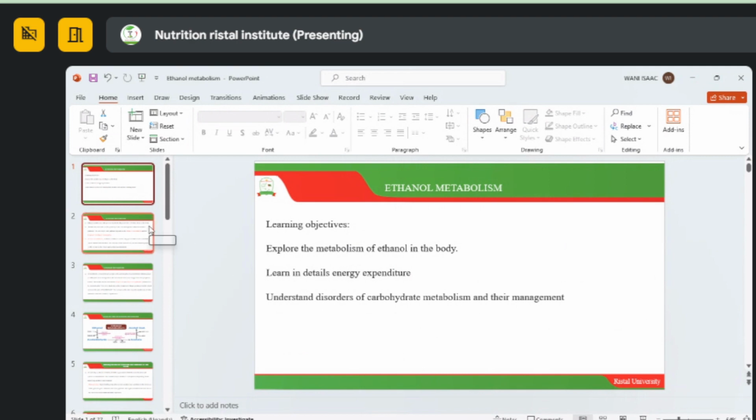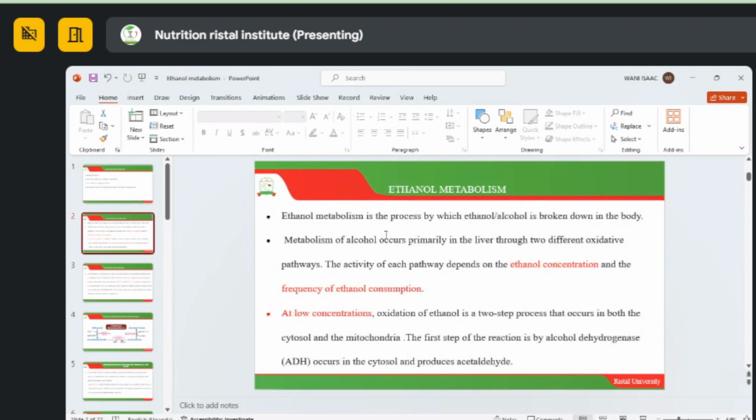To start with, ethanol metabolism is a process by which ethanol, or alcohol, is broken down in the body. This metabolism of alcohol occurs primarily in the liver through two different oxidative pathways. If someone takes alcohol, it has to be broken down with time. After the breakdown, they will be released, and ethanol also gives energy, so it has to be metabolized in the body.